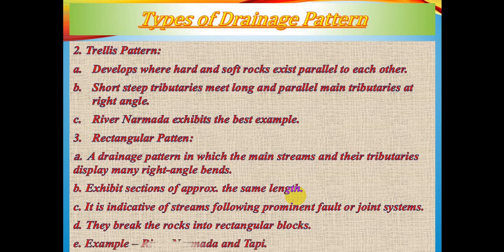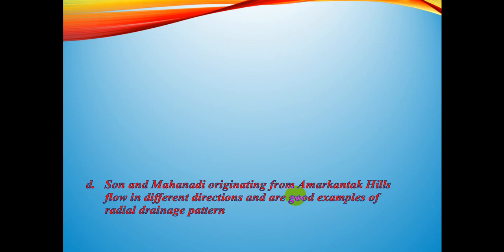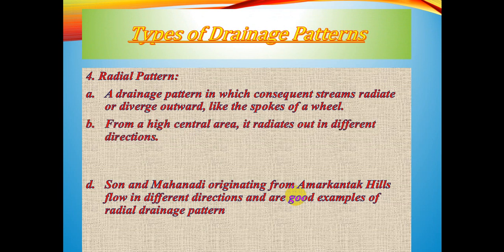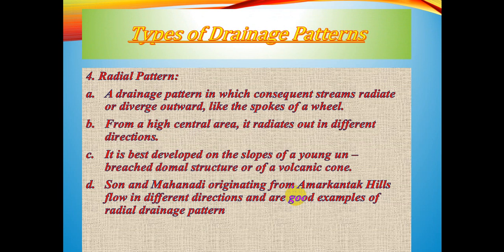Now the fourth one is radial pattern. Now what is a radial pattern? Suppose there is a hill. I'm not talking about mountain peaks, I'm talking about the hill. Now hill means it is not a glaciated one.